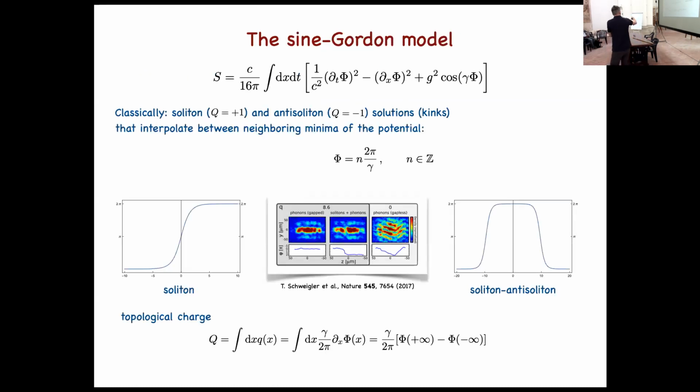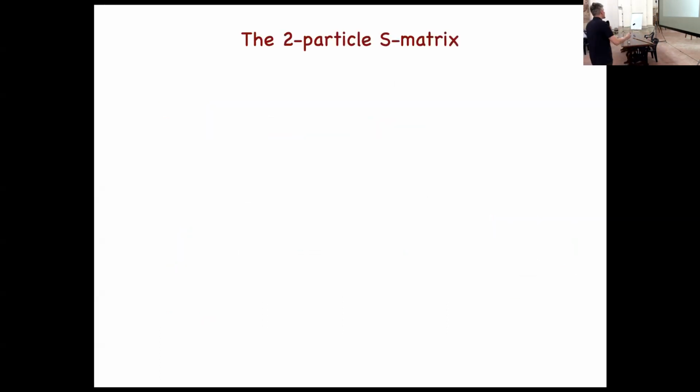Okay, so clearly these objects are topological in nature, so we can define a topological charge to distinguish them. The topological charge is just given by the field value at infinity minus the field value at minus infinity, which means that the charge density is just given by the gradient of phi, dx phi, multiplied by this gamma over 2 pi to make it an integer. Okay. So a soliton has topological charge 1, an anti-soliton has a topological charge -1, and for example, this configuration has topological charge 0.